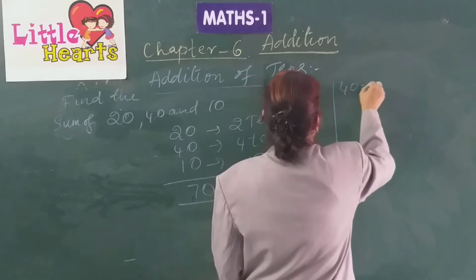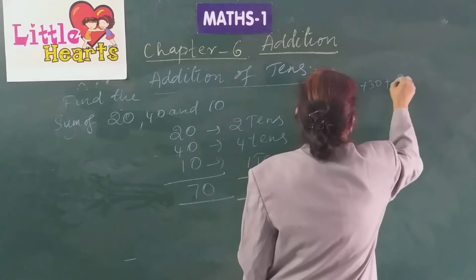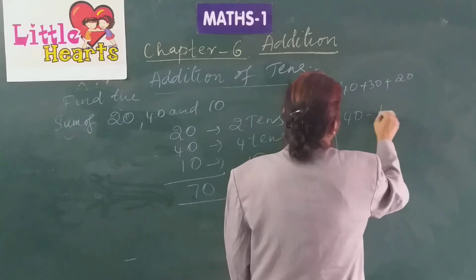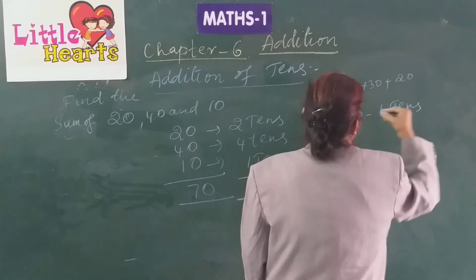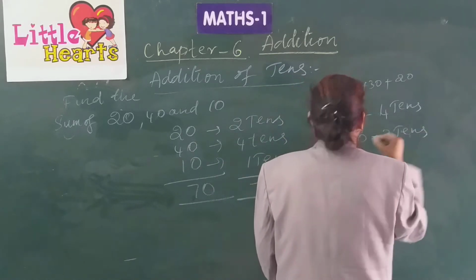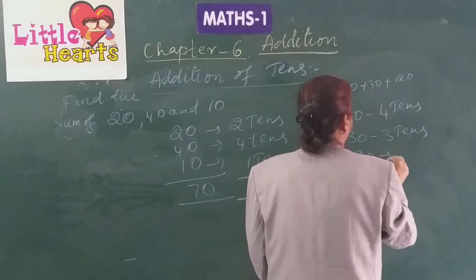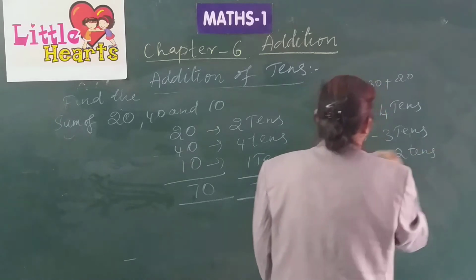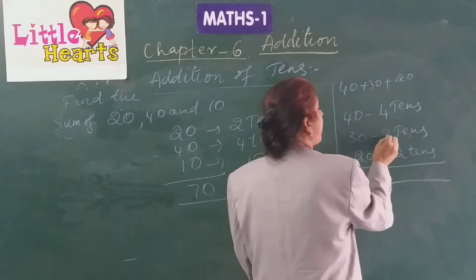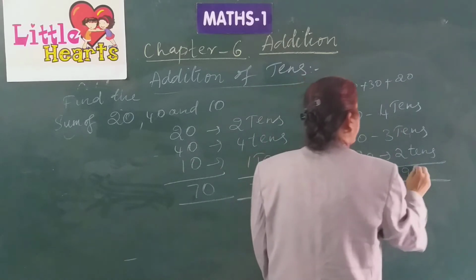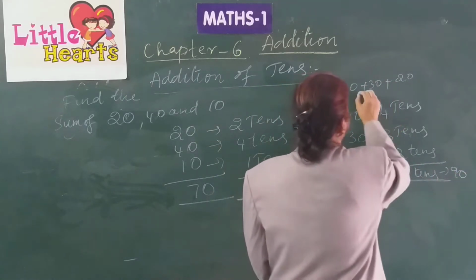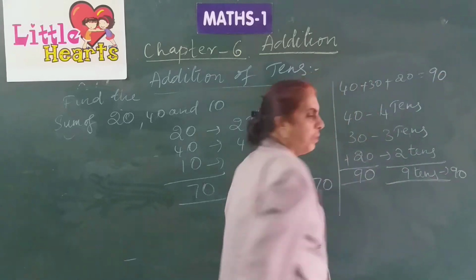Sum of 40 plus 30 plus 20. 40 is 4 tens. 30 is 3 tens. 20 is 2 tens. 4 plus 3, 7. 7 plus 2, 9. 9 tens, 90. So 40 plus 30 plus 20 is equal to 90.